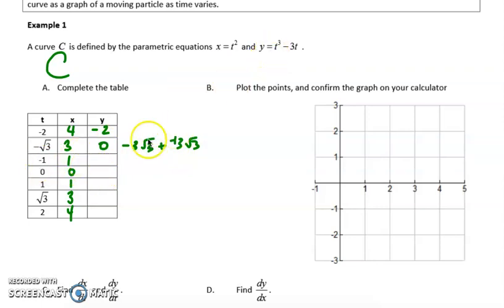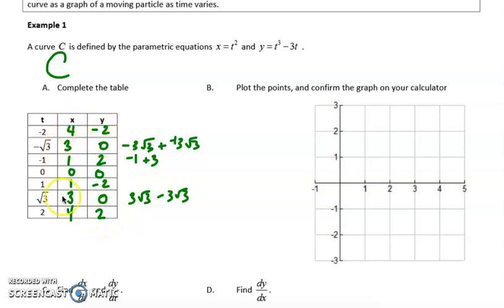Plugging in a negative 1, I'm going to get negative 1 plus 3, which is 2. Plugging in a 0, I'm just going to get 0. Plugging in a 1, I'm going to get 1 minus 3, which is negative 2. Plugging in a rad 3, I get 3 rad 3 minus 3 rad 3. So this goes to 0. And plugging in a 2, I'm going to have 8 minus 6, which is 2.